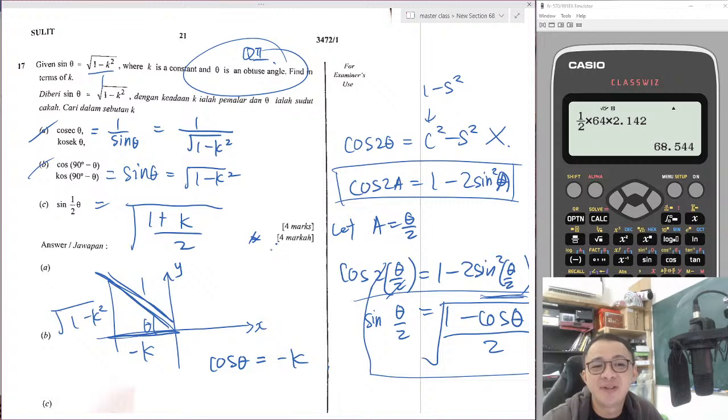So, if negative k, we do need to put negative again, as cos is in the second quadrant. You don't need to. Basically, in this case, cos theta is negative k already. You just plug the whole negative k into your cos theta in your formula. If your formula has the cos theta, you just substitute it in.